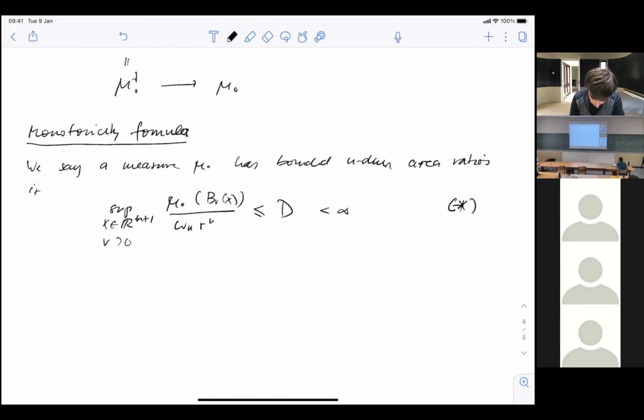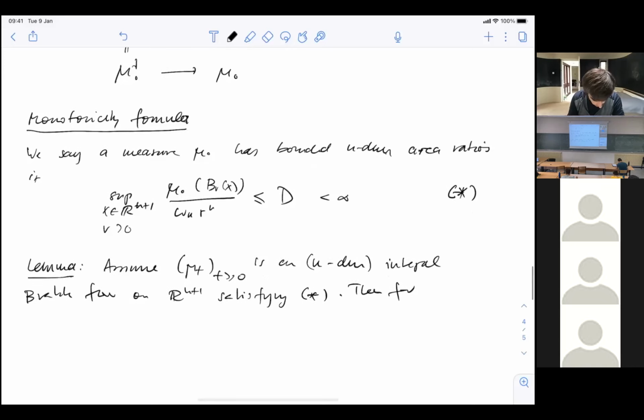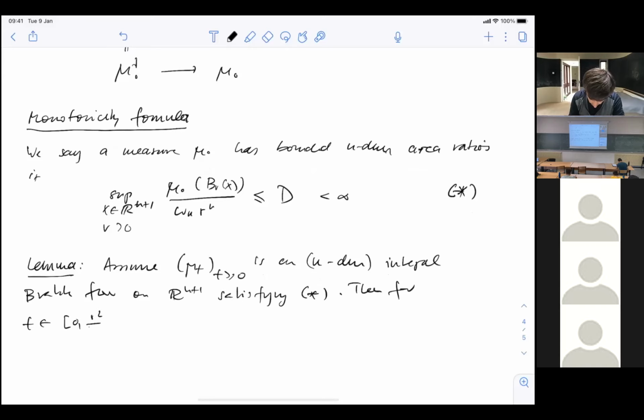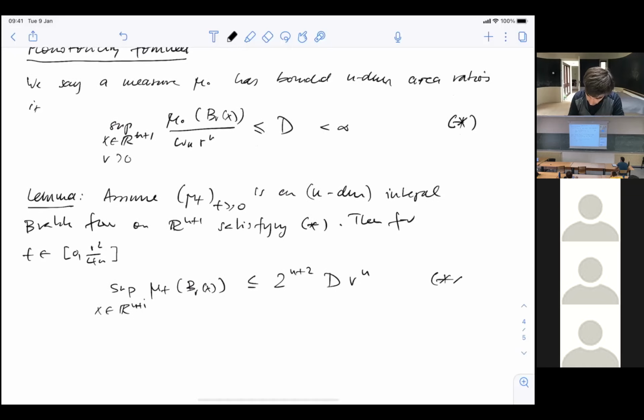Here's a little lemma. Assume mu t, t greater than or equal to 0, is an n-dimensional integral Brakke flow on R^(n+1) satisfying star. Then for t in 0 to r squared over 4n, we have that the supremum over x in R^(n+1) of mu t of B_r(x) is less than 2 to the n+2 times D times r to the n. Let's call this star star.